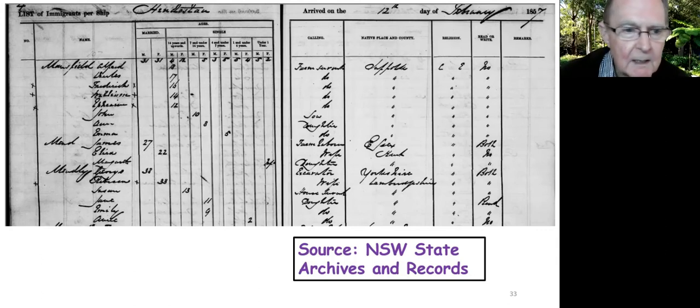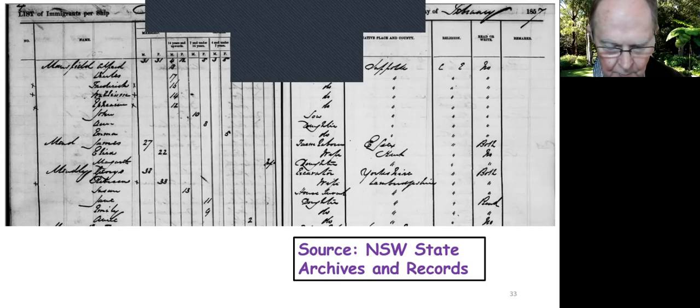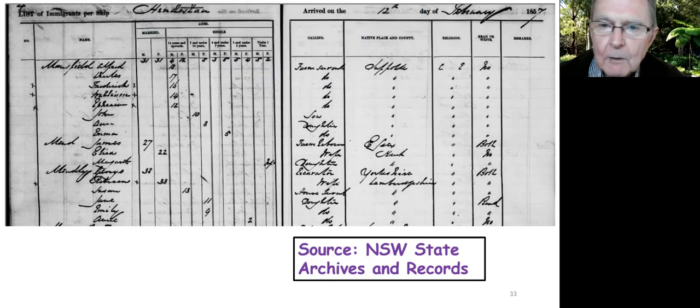You'll see towards the bottom, you'll see the Meadley family and their children, the gender of the children, the age of the children. You'll then move on to the other information about where they came from, what their occupation is or was, their religion, whether they could read and or write. So it gives you quite a bit of information there about the assisted immigrants.